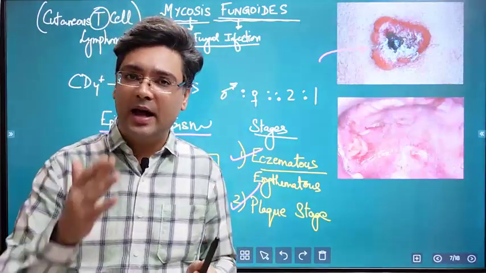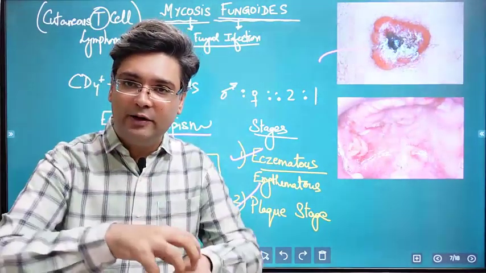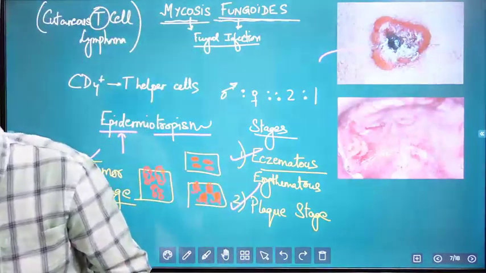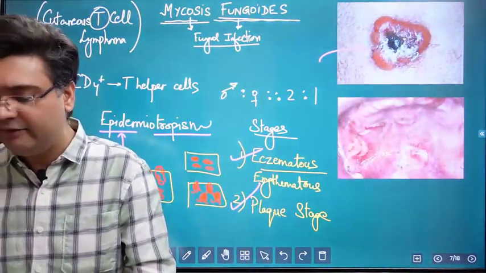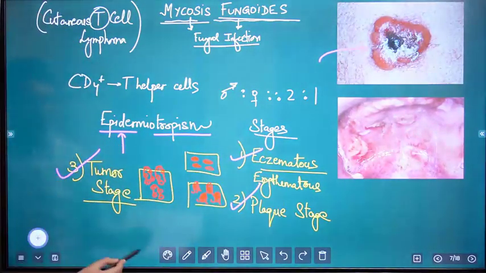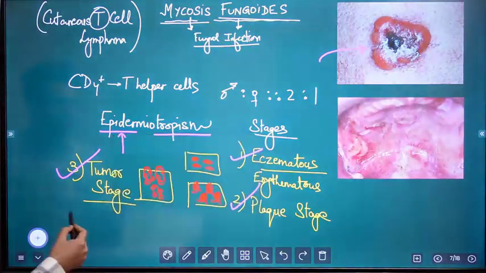But sometimes it grows very, very aggressively on the surface of the skin, and very, very rapidly it starts to grow on the surface of the skin. This aggressive expression is called Sézary syndrome. Okay, let me just write it.